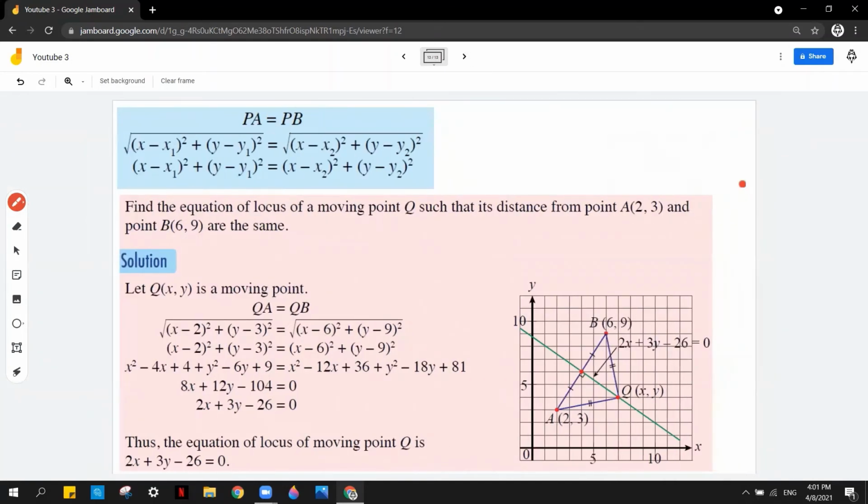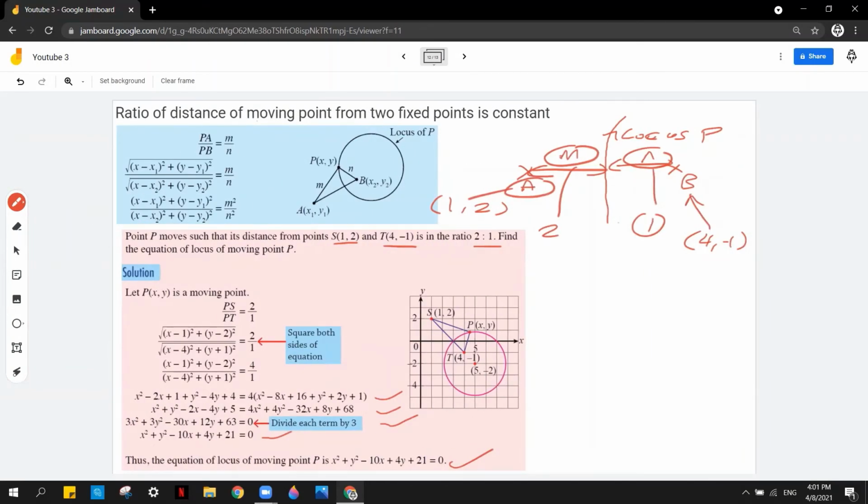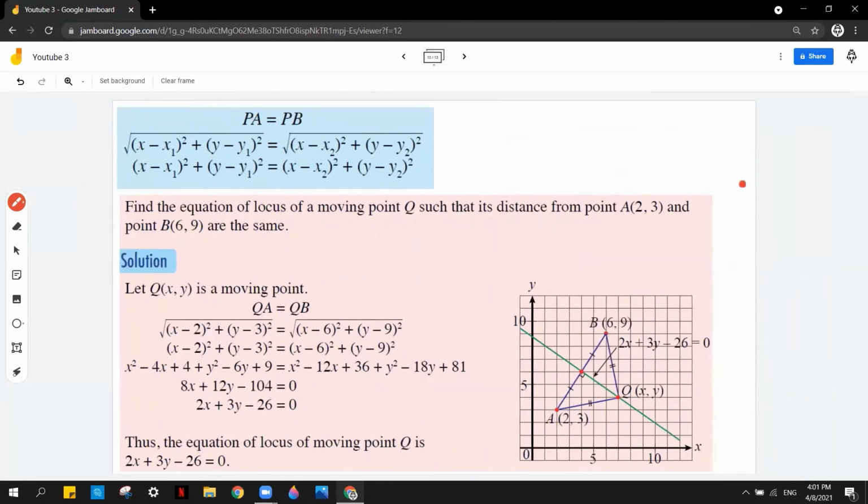Okay. Now, this is where another understanding applies. Earlier, we had a point where there's a ratio, right? Now, when that ratio M to N is equal, when M and N are equal, hence PA over PB is equals to 1. So understanding is equal, just apply them, calculate them, it's done. Let's see an example here. Equation of a locus of a moving point Q this time, such that the distance from point A and point B are the same.